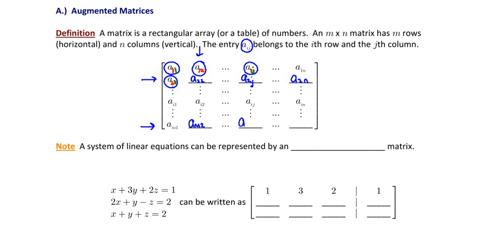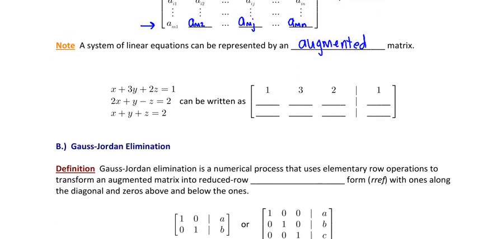This one would be row m, column j, and then our last entry, row m, column n. Now remember, this is an m by n matrix. It has m rows and n columns. That's called the size or perhaps the dimension of the matrix. Now, we can take a system of linear equations and represent it by what we call an augmented matrix. Augmented means enhanced. So we're going to take a square matrix and enhance it with an additional column.